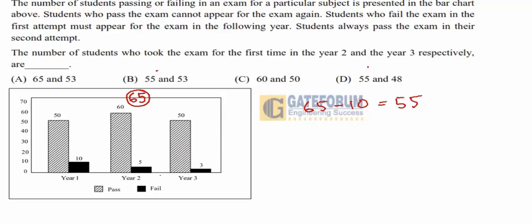Okay, let us now go ahead. See, 5 students failed here. In year 3, the number of students who gave the exam is 53. Naturally, 50 passed, 3 failed. So 53 students must have appeared. But out of these 53 students, 5 were from the failures of the previous year. So what were the number of new students who actually took their exam, means for the first time? So that must be 53 minus 5. That is equal to 48. So we will say 55 and 48 is the correct option. D is the correct one.